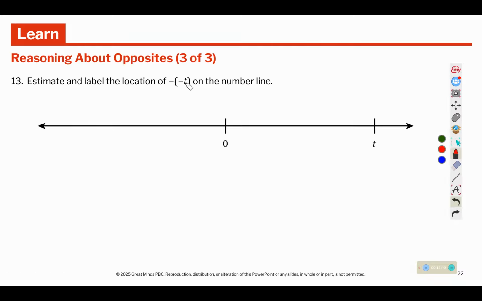This is the opposite of T and the opposite of that. Well, T is here, so the opposite of T would be around here, but the opposite of that would be back to where it started.